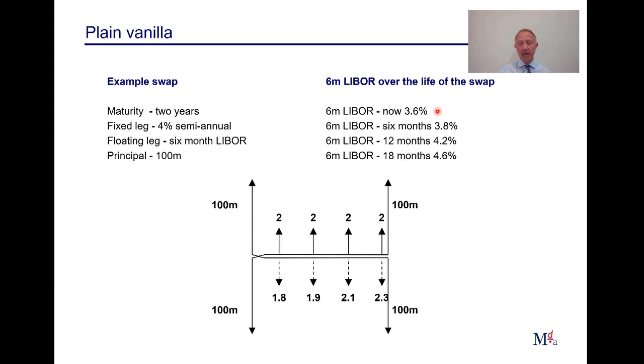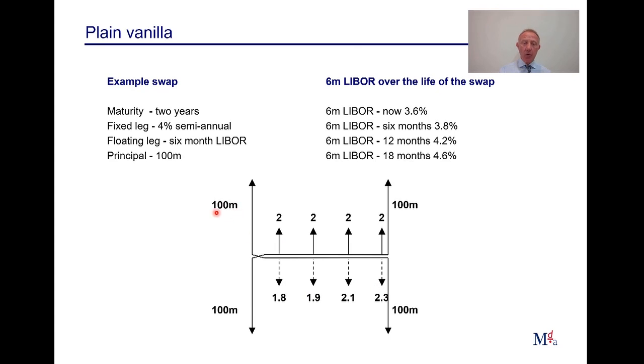On the floating side, this swap must have run its course because we've seen what LIBOR has been through the term of the swap. 6-month LIBOR was 3.6% for the first fixing. So for 6 months, we're going to divide that by 2 roughly. That's 1.8 or 1.8 million. The next fixing is 3.8%. Halving that gives us 1.9, then 2.1 and 2.3.